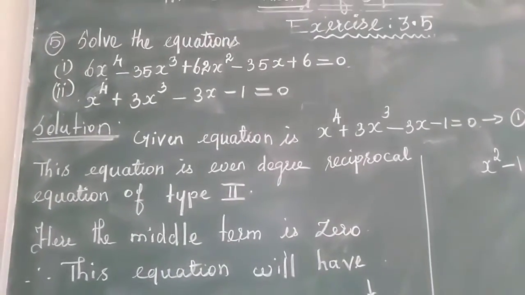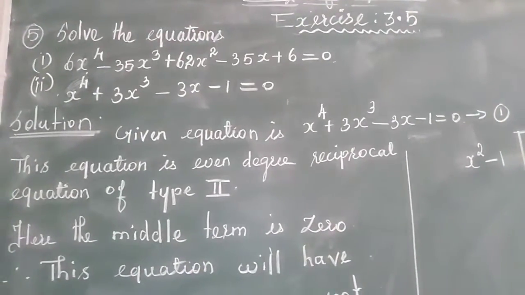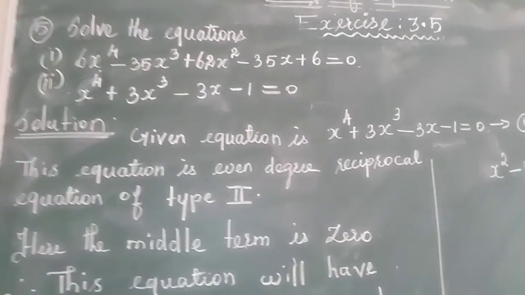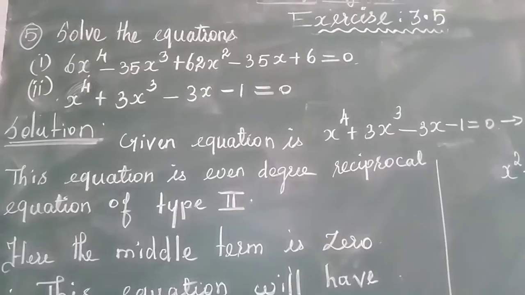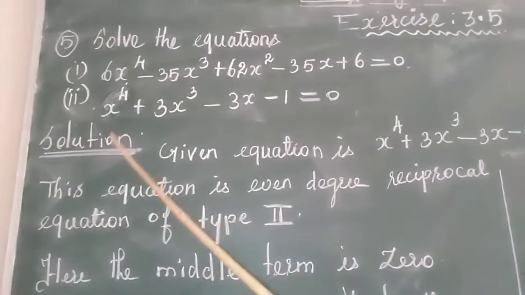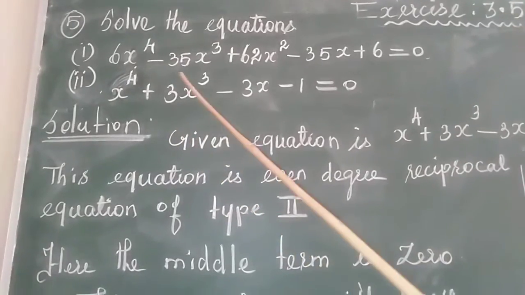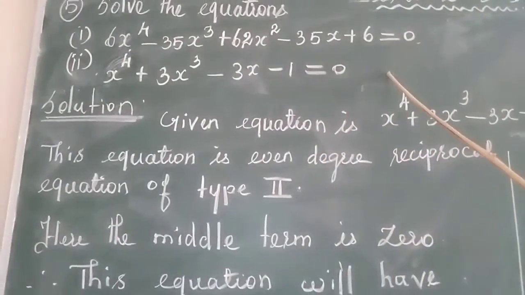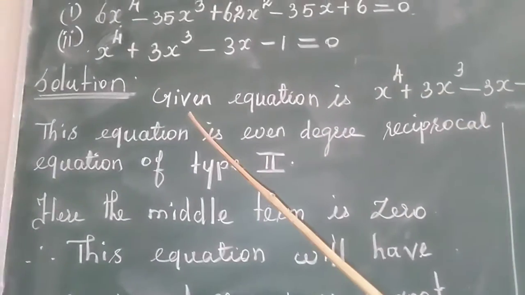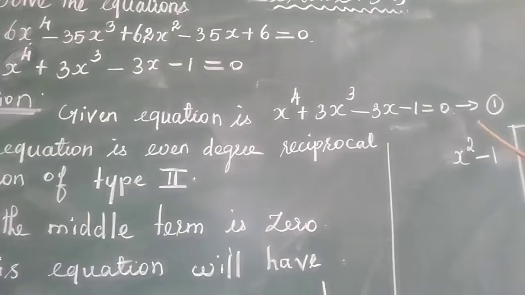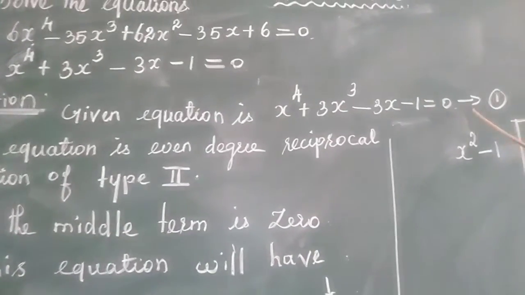Dear students, now we are going to learn exercise 3.5. Question number 5, second subdivision. x power 4 plus 3x cube minus 3x minus 1 is equal to 0. I have taken this one as a given equation that is equal to 0. I am keeping this equation as equation number 1.